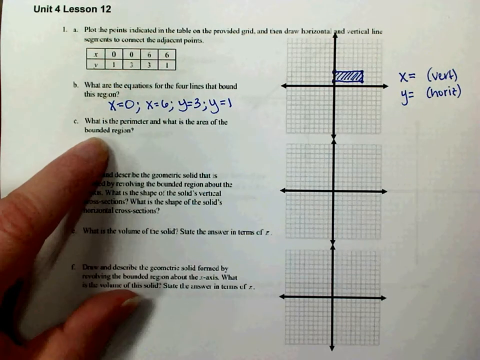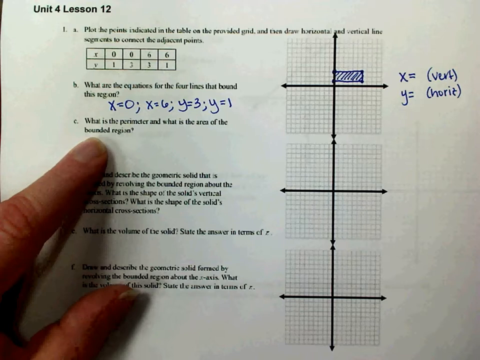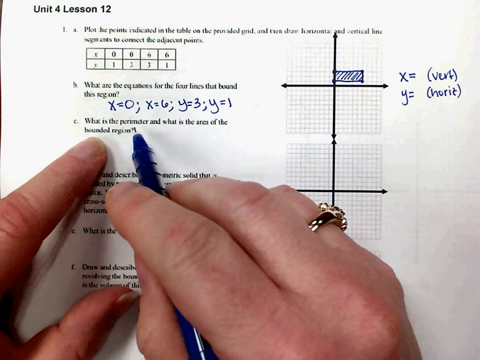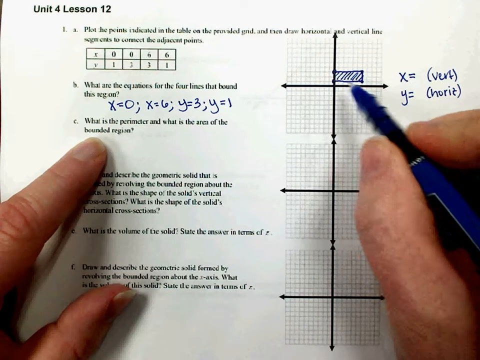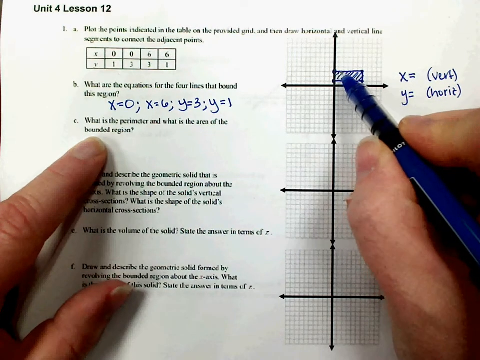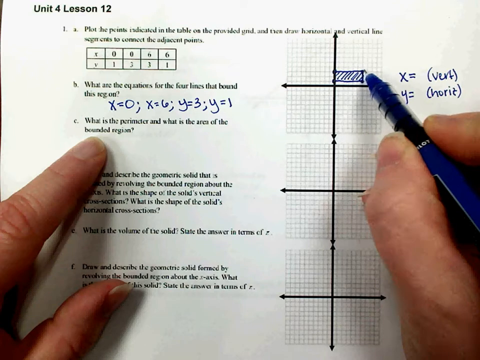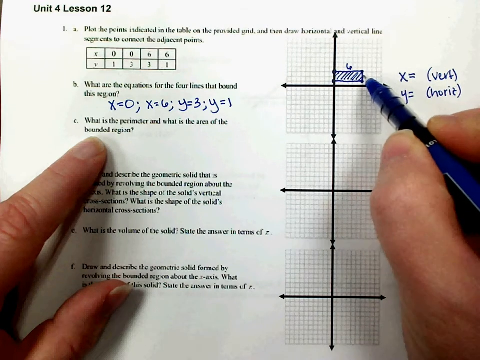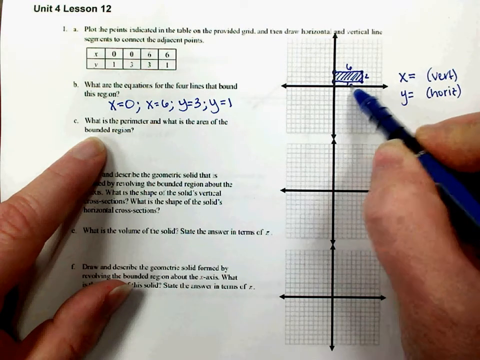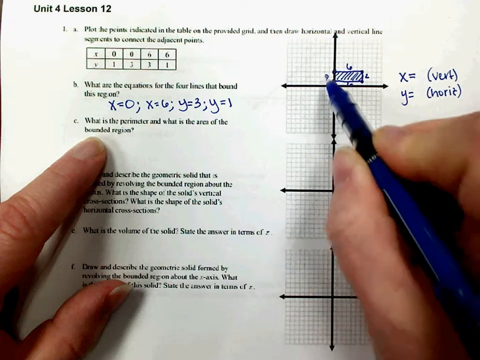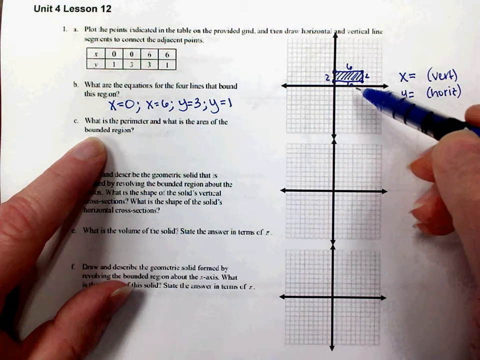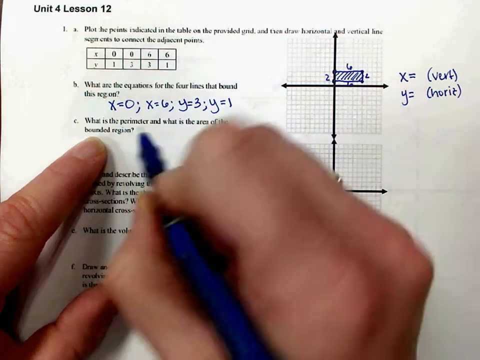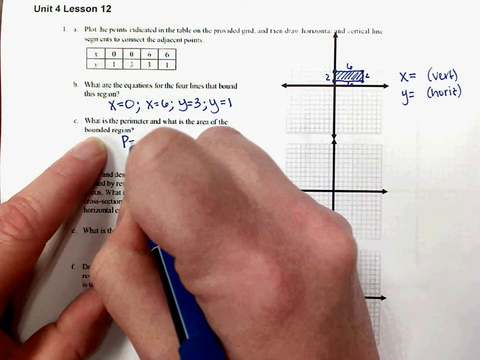Part C says to find the perimeter and the area of the bounded region. So remember, perimeter is just the distance around. We know the lengths of horizontal and vertical lines very easily by just counting the units. So this is 1, 2, 3, 4, 5, 6 units. This is 1, 2. So this would also be 6 and 2. So when we add up all of the different sides, we have 6 plus 2 is 8, plus 6 is 14, plus 2 is 16. So our perimeter is 16.